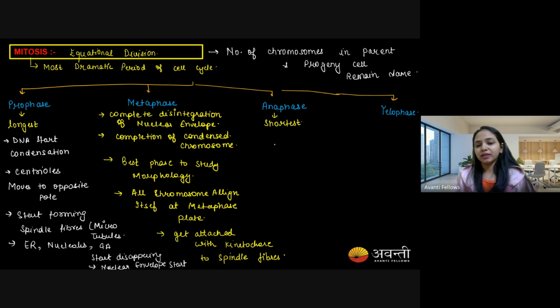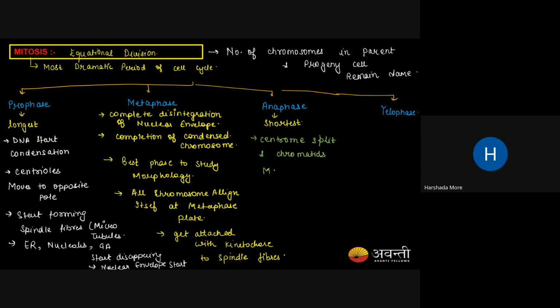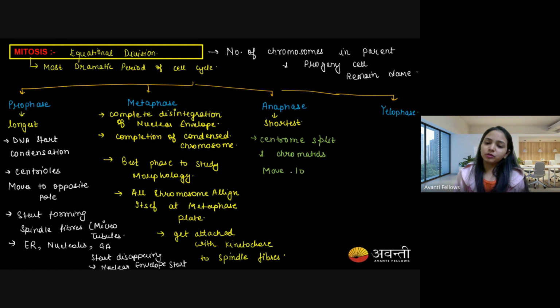Next, in the anaphase, what will happen? This is the shortest phase. So in this phase only, centromere splits and chromatids separate and move to opposite poles.